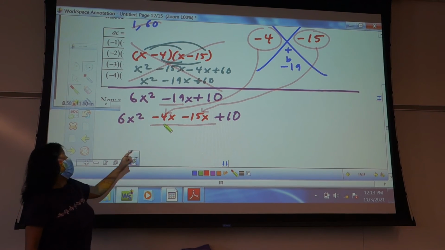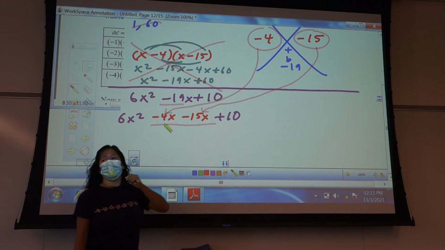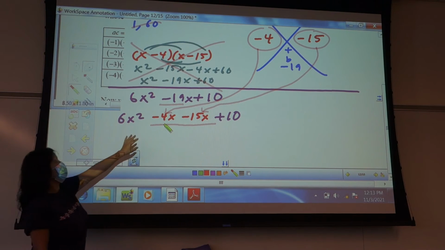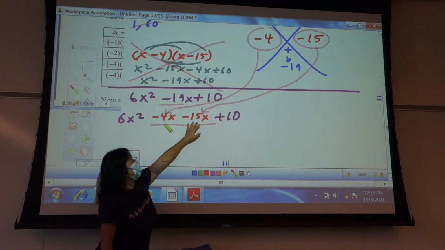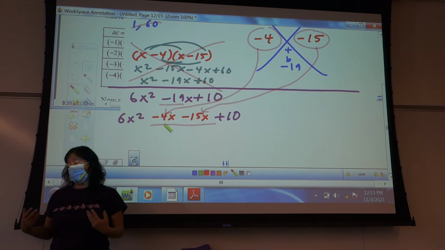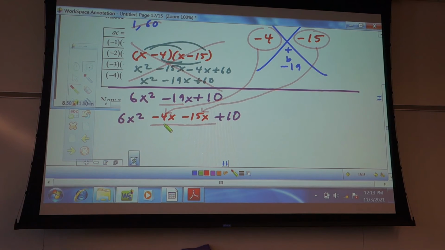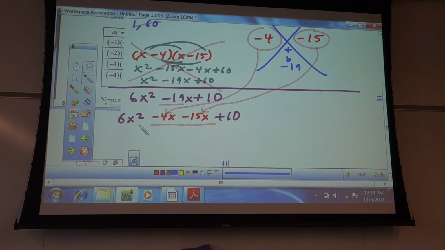Now, I can successfully do factoring by grouping. It doesn't matter whether you do the negative 15x first, and then negative 4x second. You can do that too. You'll get the same answer. It'll just be flipped around. So now I'm going to factor by grouping.